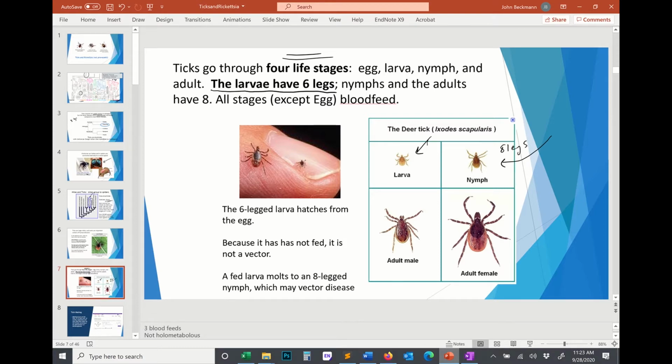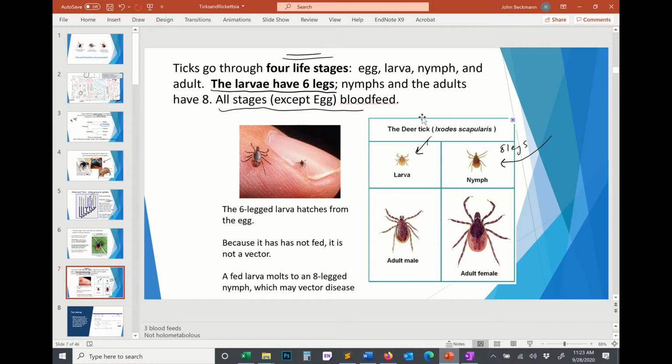So all stages of ticks, and this is kind of unique to ticks, take a blood meal. As soon as it comes out of the egg, the larva will take a blood meal, the nymph will take a blood meal, and the adult will take a blood meal. So there's 3 blood meals to complete the tick life cycle, rather than in the mosquito, where there's only 1 blood meal. So again, this means that they pick up a lot of diverse stuff because it takes them a lot more blood meals to complete their life cycle.